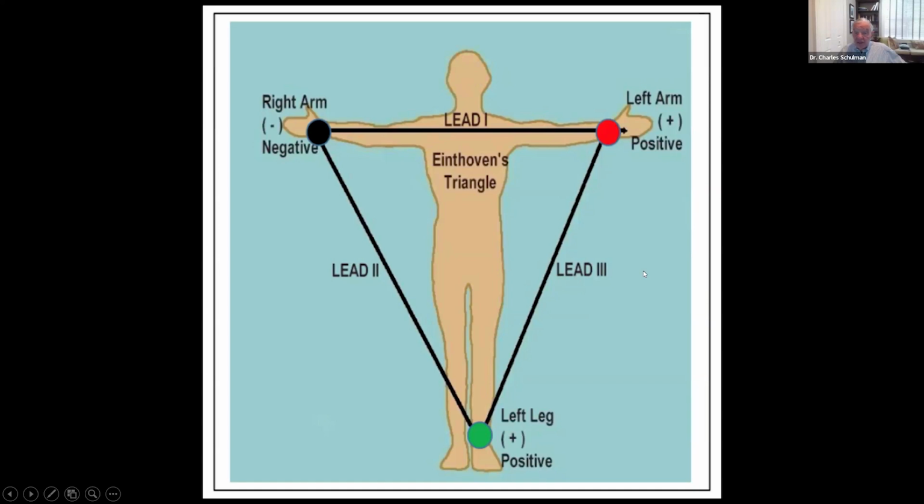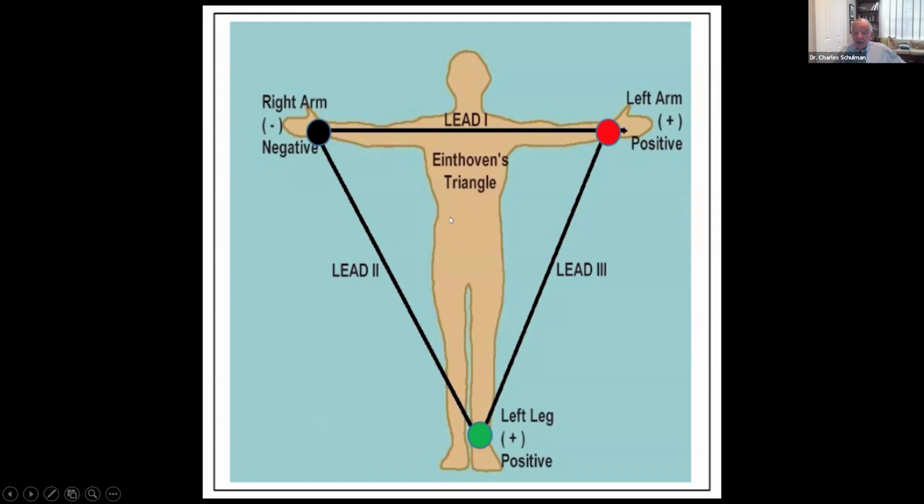This is what's called Einthoven's triangle. These are the limb leads 1, 2, and 3, which are bipolar leads, so they have a negative pole. Lead 1, for example, has a negative pole in the right arm and a positive pole in the left arm. Lead 2 has a negative pole in the right arm and a positive in the foot. And lead 3 has a negative in the arm and positive in the foot. The other foot is a ground.